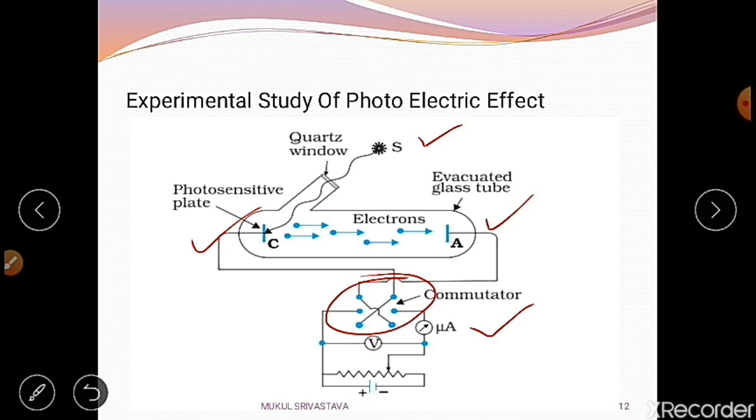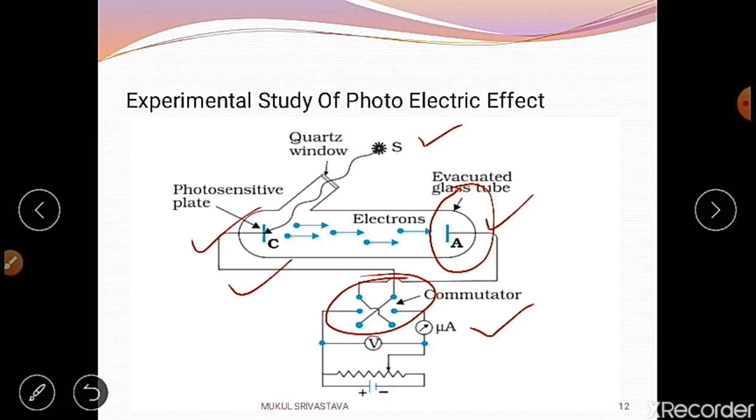Now this one is a commutator, which is used to change the polarity of these plates. The photosensitive plate will emit electrons, and plate A will collect these electrons. So C represents the emitter plate and A represents the collector plate. Plate A can be maintained at a desired positive or negative potential with respect to the emitter plate. When the collector plate A is positive with respect to the emitter plate C, the electrons are attracted to it, as I already told you.